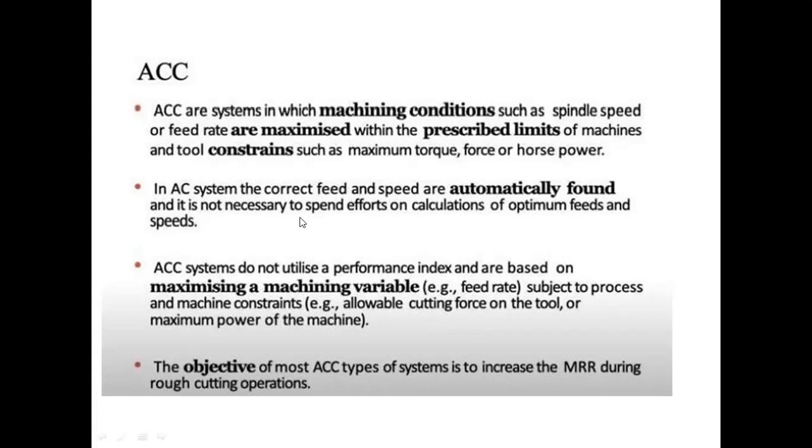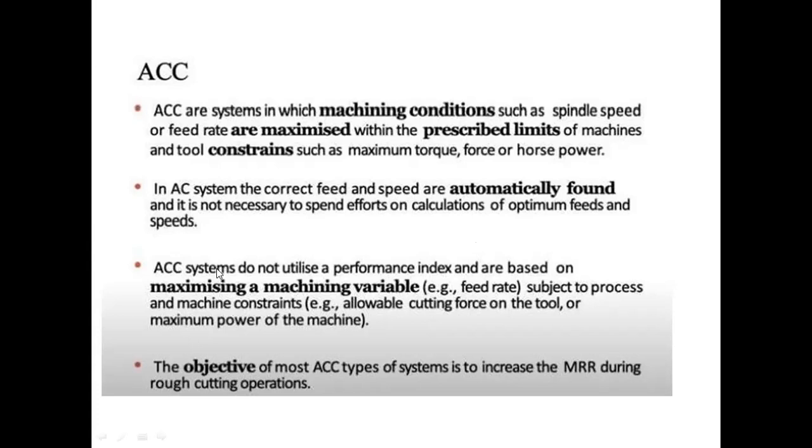Okay, so you see, in an AC system, the correct feed and speed are automatically found, and it is not necessary to spend effort on calculations of optimum feeds and speeds. This system ensures that we do not have to do lengthy, complicated calculations. The system will do it based on these constraints. Based on the data that we give it, it will calculate at what point of processing I should maintain this feed rate, this speed. So it is automatically found, and it is left to the adaptive control controller. The controller is what will implement it, and will give out the instructions.